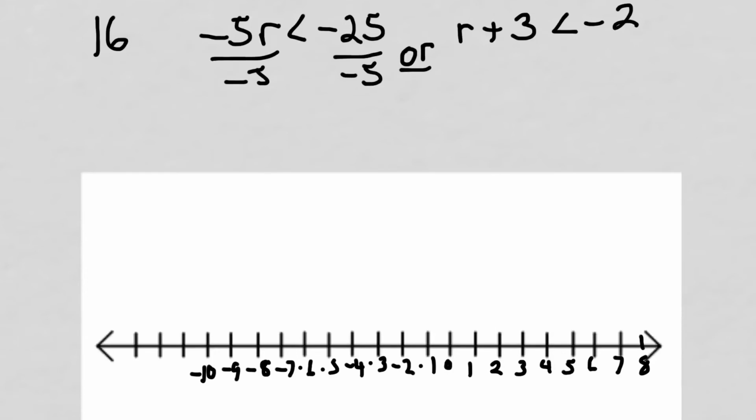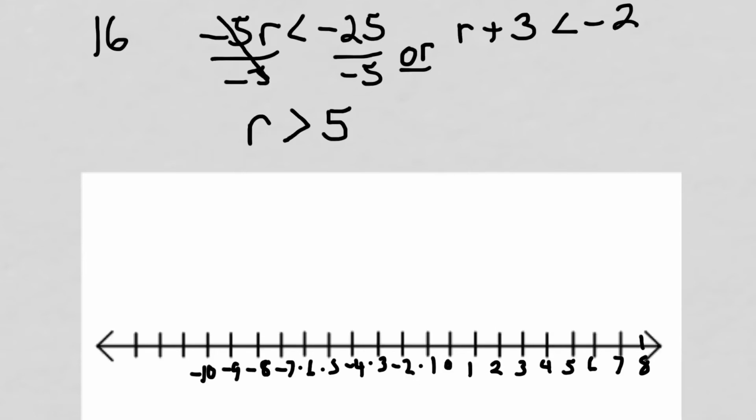You do that, this side cancels out. You're just left with an r. You divide by a negative number. One of the biggest mistakes is to forget to switch the sign. Negative 25 divided by negative 5 is going to be a positive number. 25 divided by 5 is going to be 5. If you're not comfortable with working with negative numbers, please put that in your calculator to check yourself.